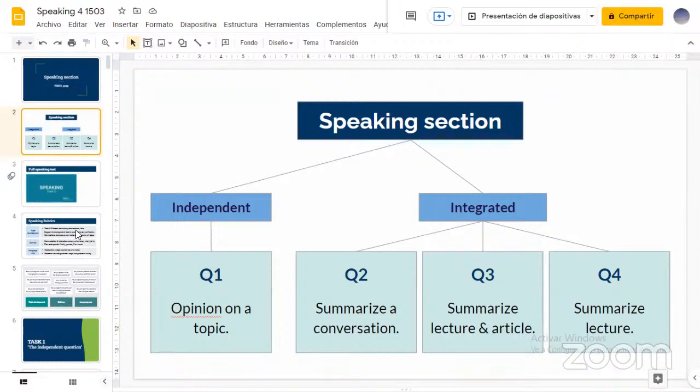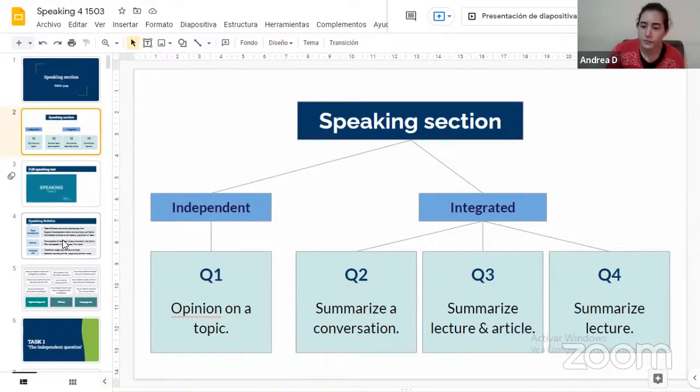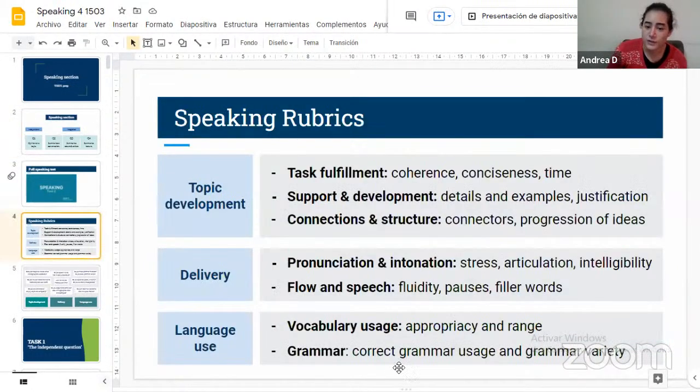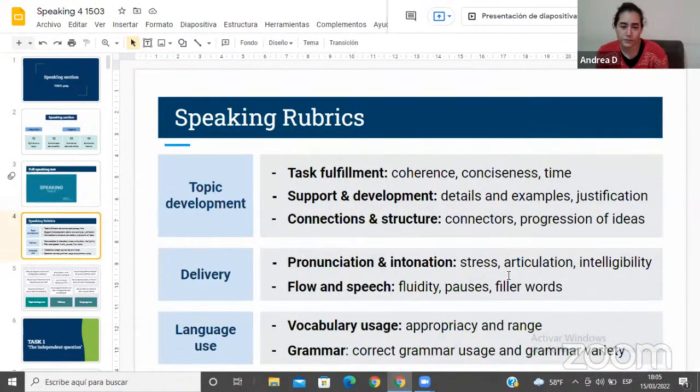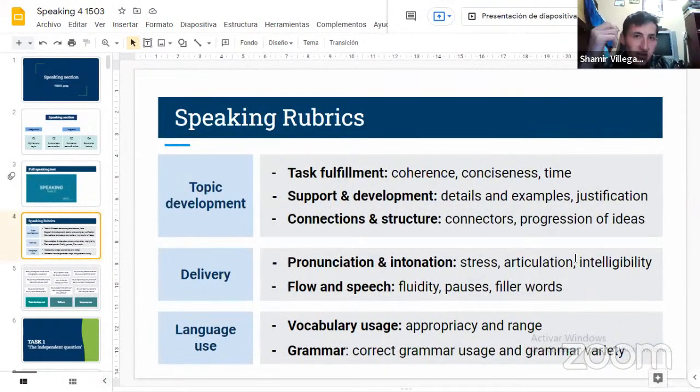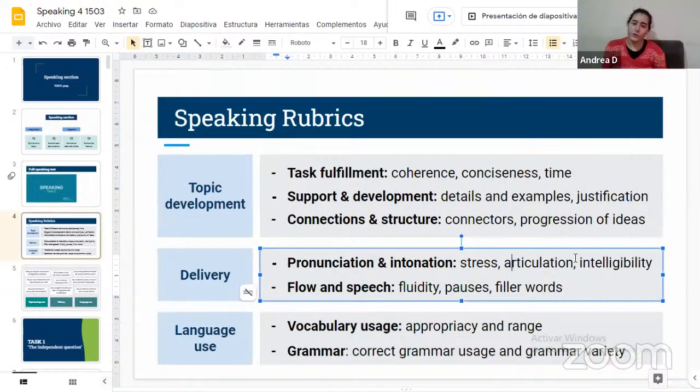Coherence on what you are saying. Okay, yes, perfect. That's one of the things, coherence. Anything else you remember? Yes, the use of transition words. Exactly, the use of transition. And in most cases, to give a conclusion is very important. Okay, yeah, the structure.